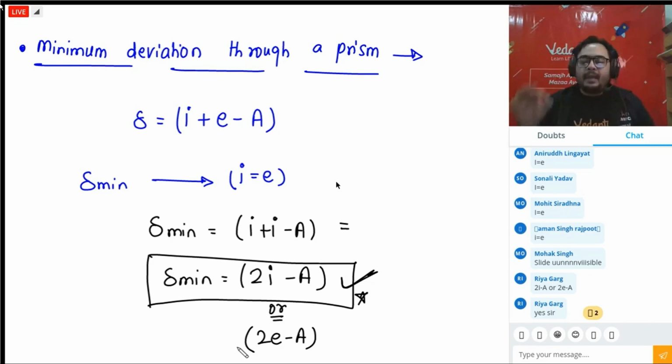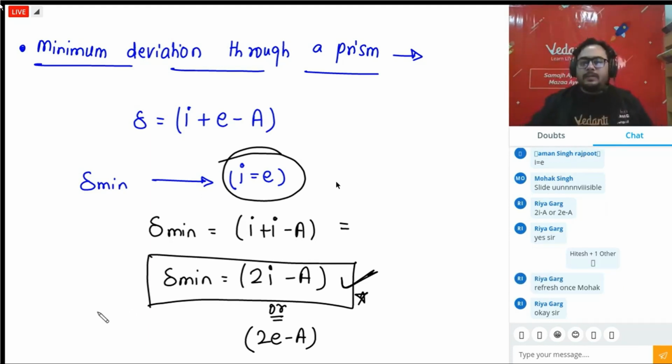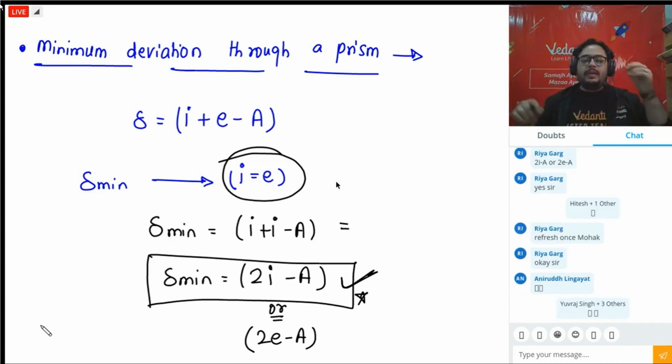Question. I will give you question on this in form of quiz. Please copy it. Minimum deviation happens when I is equal to E and minimum deviation is equal to 2I minus A. चमक गया? अनविजिबल हो गया क्या मोहक जी? अनविजिबल फॉर मोहक. अरे बोलिए फटाफट. Can you remember this? You don't have to calculate E. You can directly find the deviation if they are asking the minimum deviation.